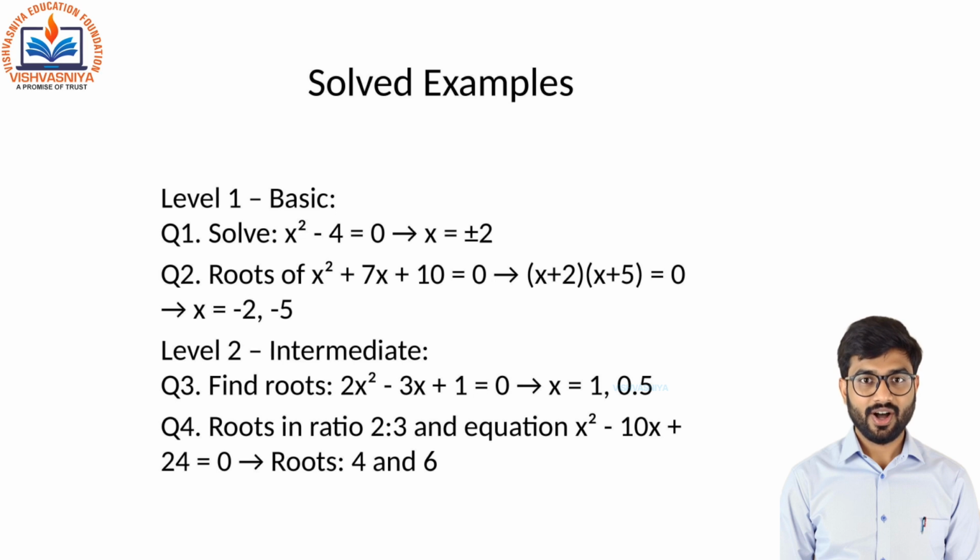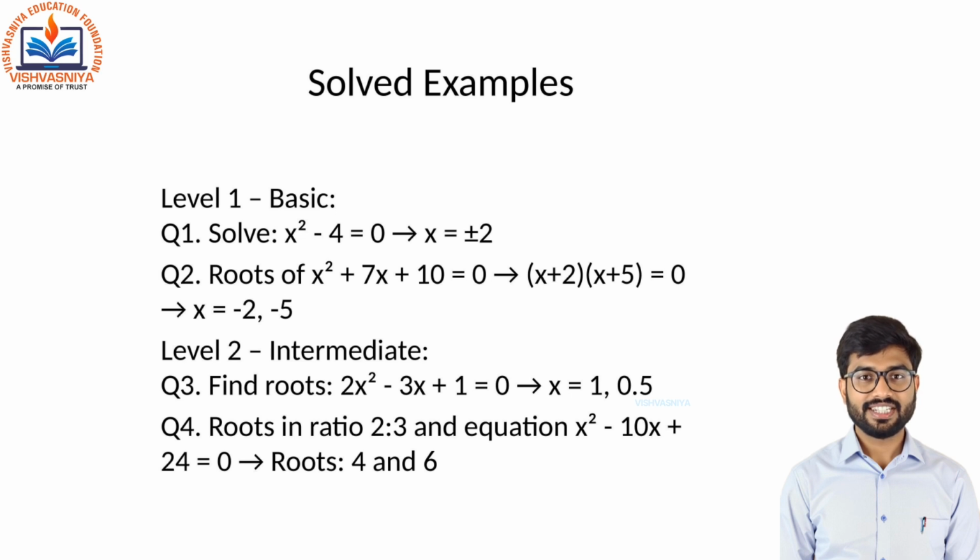Question 2. Solve x squared plus 7x plus 10 equals 0. We factor this as x plus 2 times x plus 5 equals 0. So the roots are x equals minus 2 and x equals minus 5. Final answer, x is equal to minus 2, minus 5.